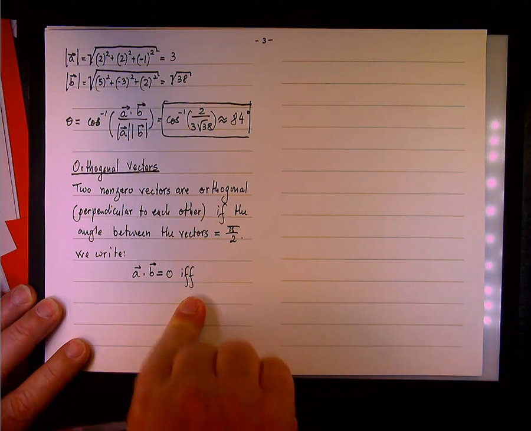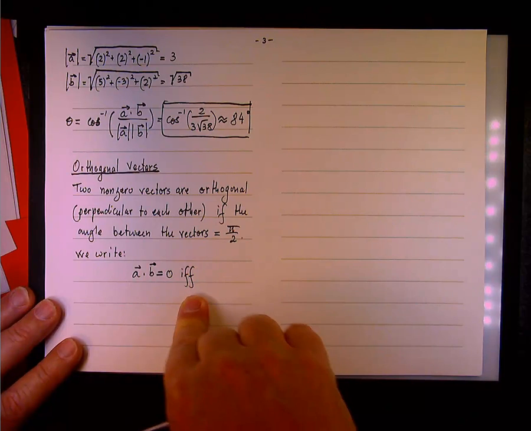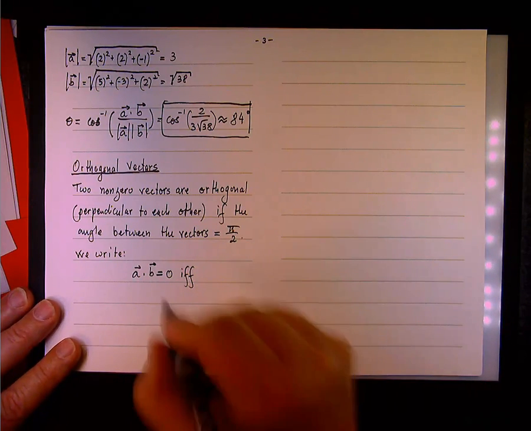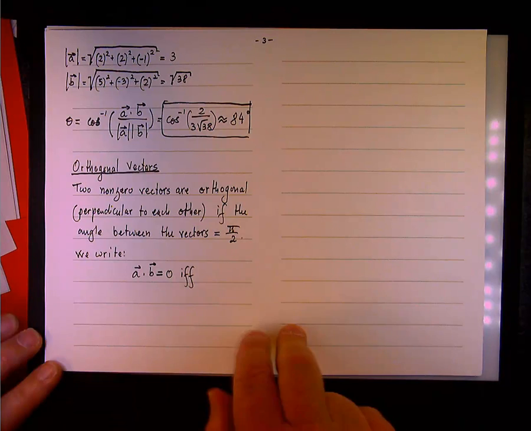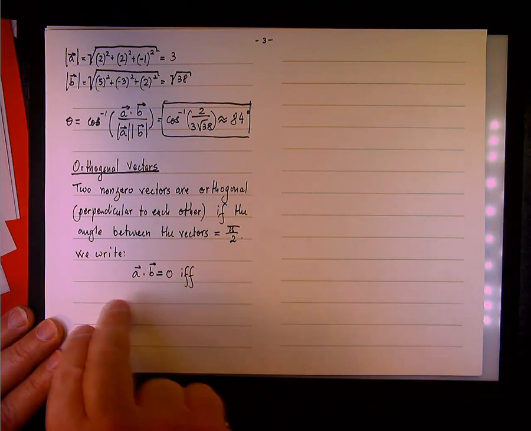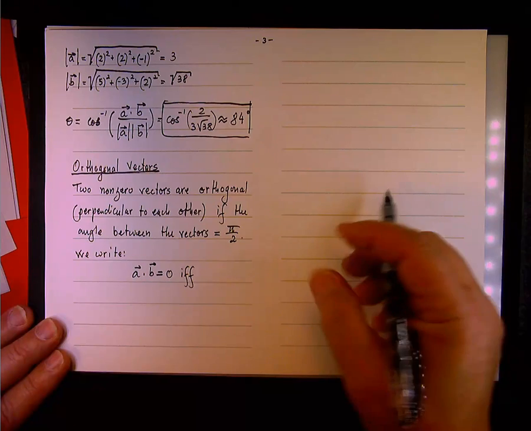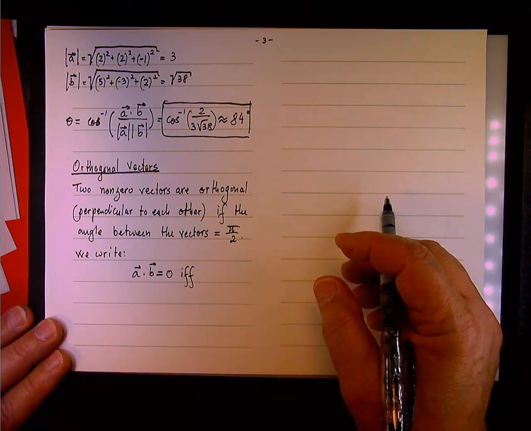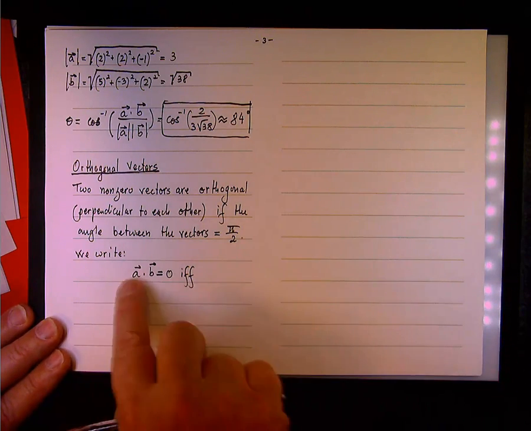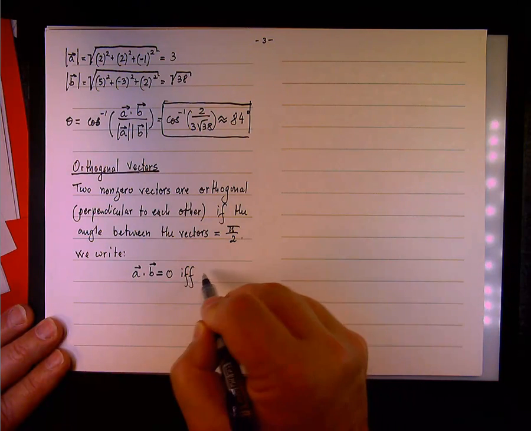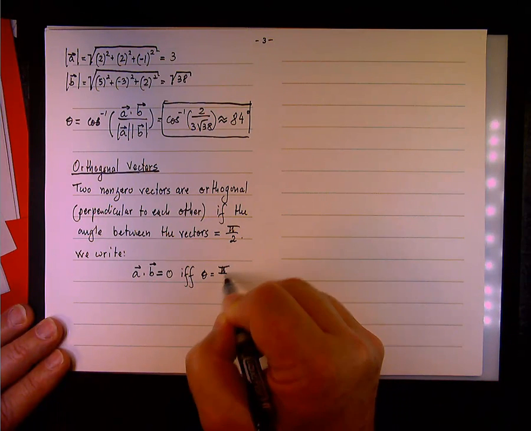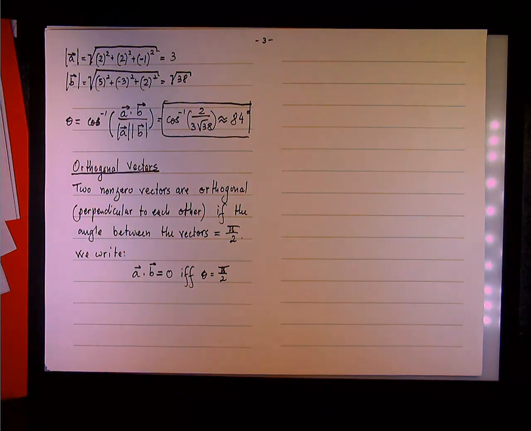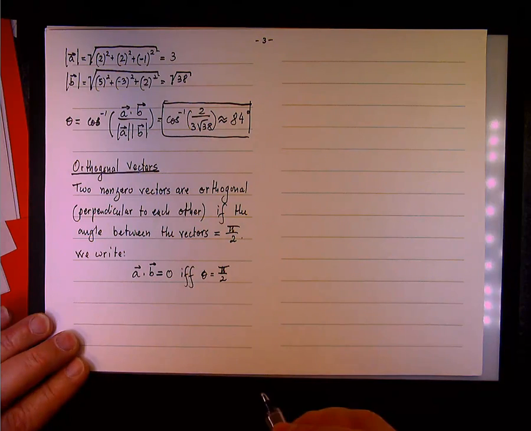I'm sure by now you saw this statement, IFF, meaning that you can flip the order. You can change antecedent and precedent, or cause and effect. So if A dot B equals 0, then theta equals pi over 2. Theta is the angle between the vectors. Or if theta equals pi over 2, then A dot B equals 0. That's the meaning of if and only if. All right?